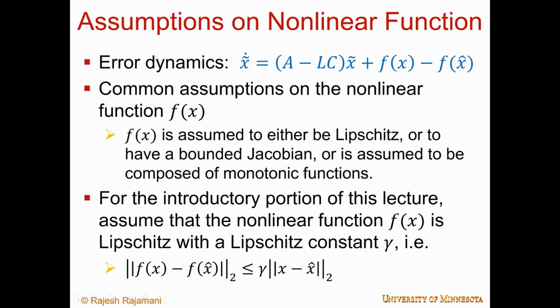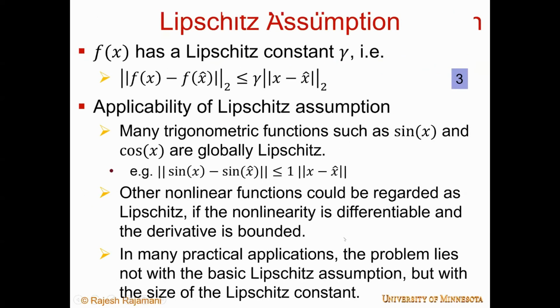For the introductory part of this lecture, we'll start by assuming that the nonlinear function f of x is Lipschitz with a Lipschitz constant gamma. So the 2 norm of f of x minus f of x hat is less than or equal to gamma times the 2 norm of x minus x hat. Gamma is called the Lipschitz constant. So that's the assumption on the nonlinear function.